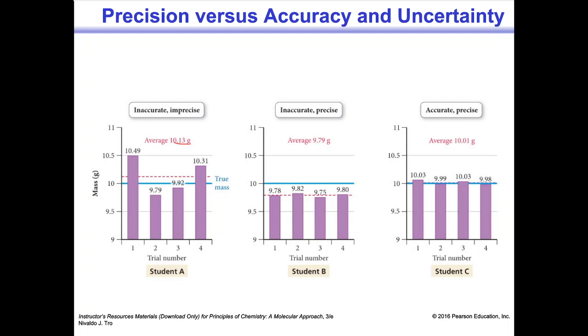The one on the right, we have student C. Now maybe student C is using an analytical balance, a high precision analytical balance. They take the same 10-gram mass, put it on there 4 times, and look what they get: 10.03, 9.99, 10.03, 9.98. So an average of very, very close to 10, 10.01. This is an example of data that's both accurate because it's close to the true value, and precise because it's repeatable. So student C would represent accurate and precise data. You want to be like student C. You want to have accurate and precise data.